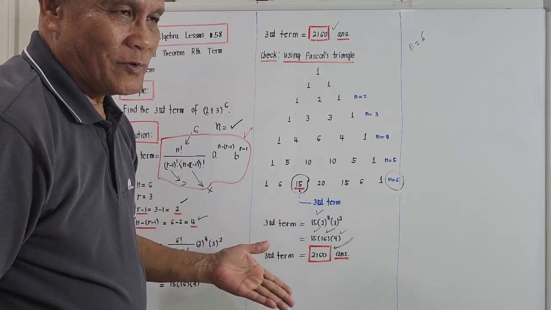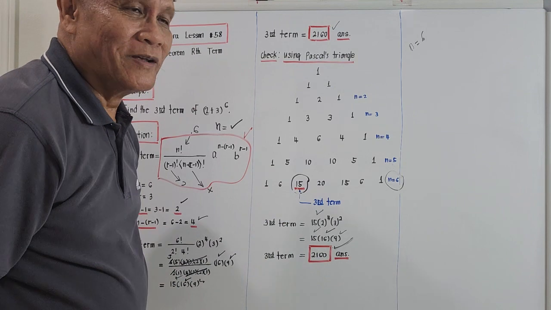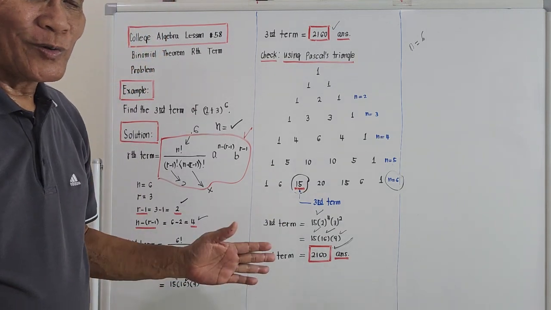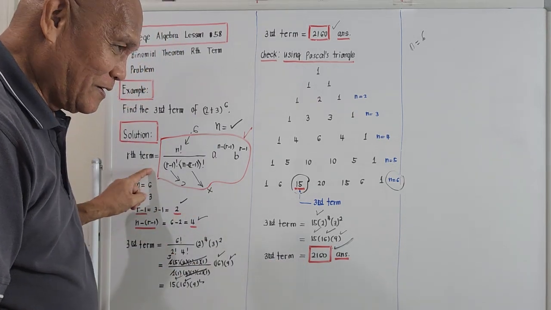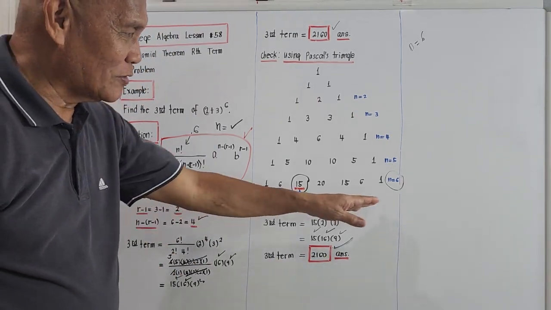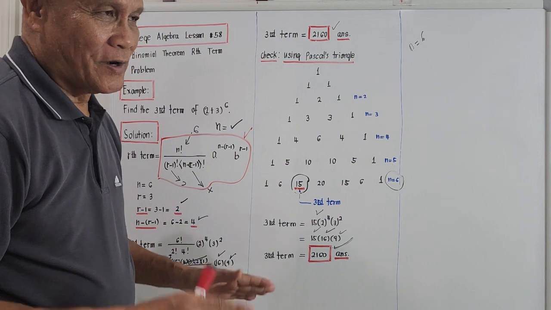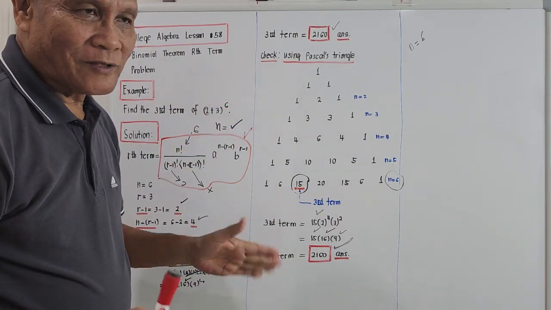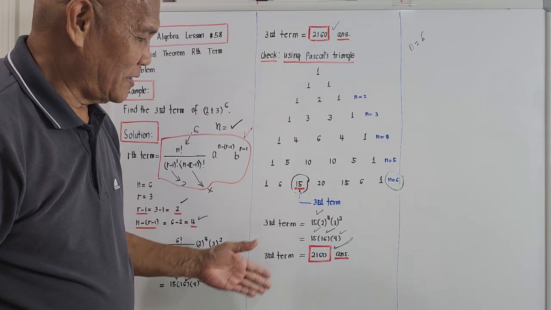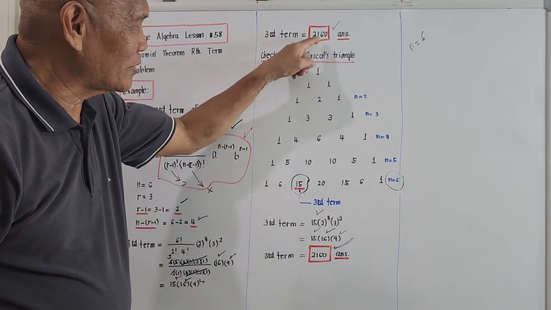We get a problem if the value of n is 100. Right? We don't have any remedy for the check of the validity. We must use the formula. But here, since n is reachable by using the Pascal's triangle, there will be no problem, right? And actually, we have shown that the third term is the same, 2160.